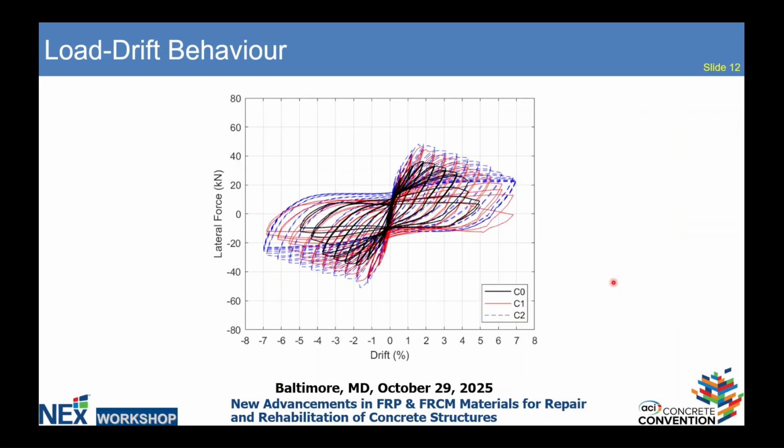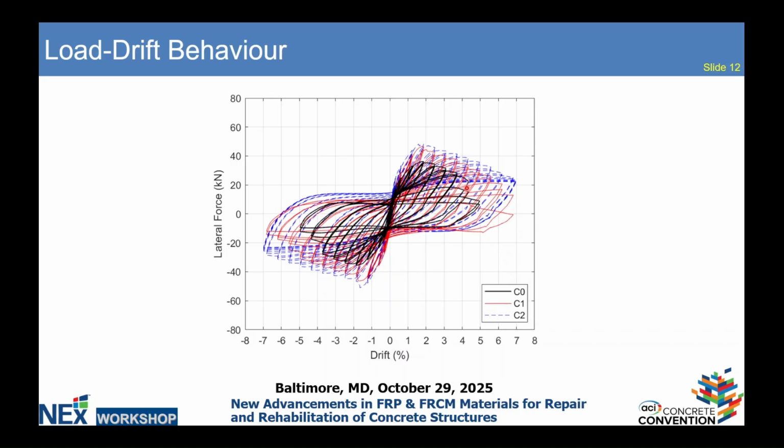Here, this is the hysteresis curve. The black curve is showing the control, the red is the one layer, and the blue is the double layer. We can see that we had increased initial stiffness. We see we had a peak load for all of them, and then a load degradation happening until we had an event where we had a rebar buckling.